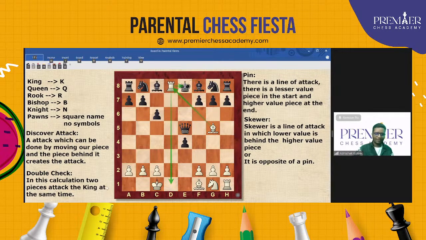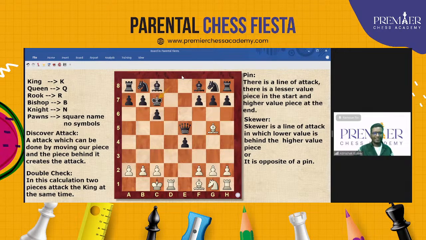Yes, sir. Checkmate, everyone? Yes, sir. Nice. There is one more move. While we are doing a double check, we saw the king can move to E8, and there is one more square where the king can move. That is C7. If the king moves to C7, there is again a checkmate in one.